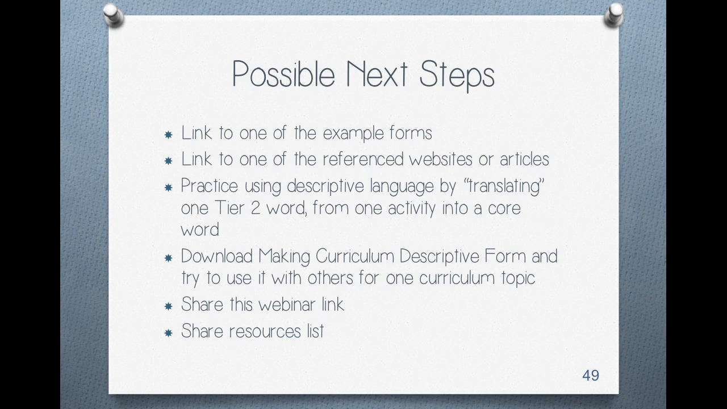Possible next steps: link to one of the forums or link to one of the websites or articles or other documents. Even just link to the resources page that's on the Angelman site. Practice using descriptive language by translating 1 word, that is tier 2, in 1 activity into a core word. So baby steps, right?